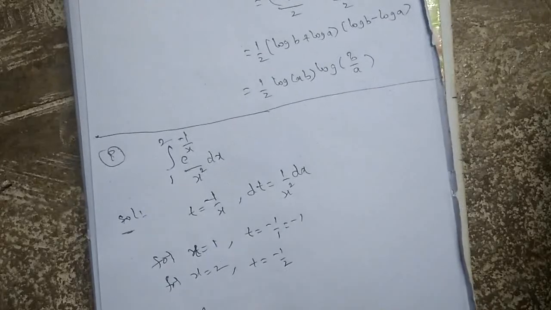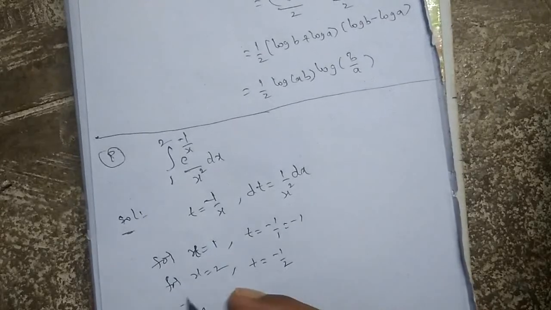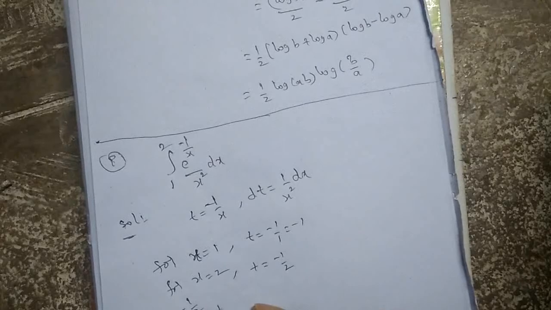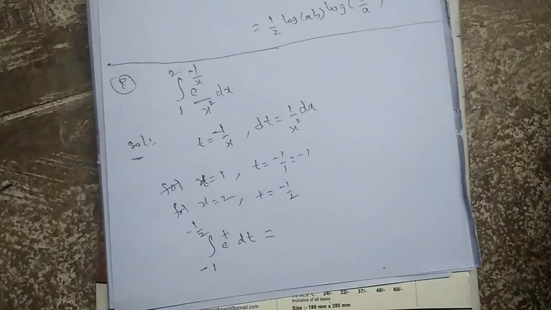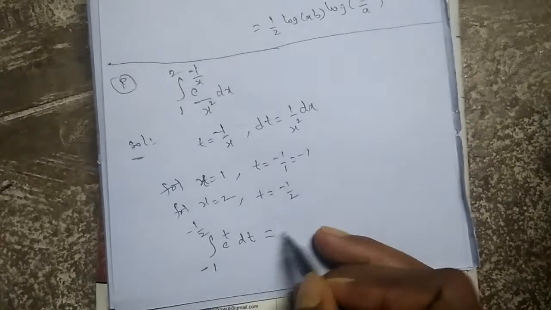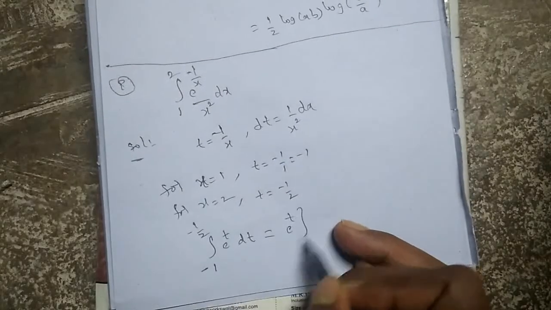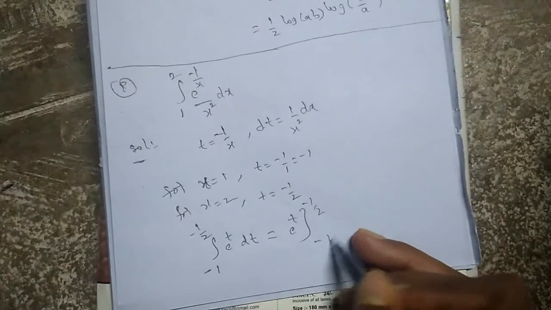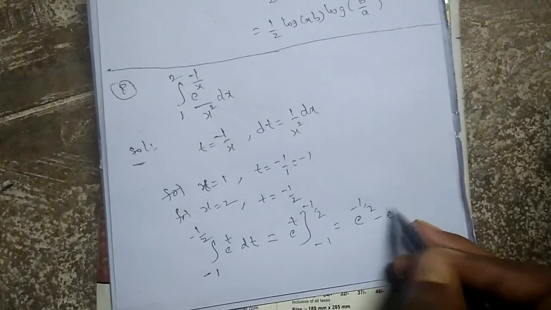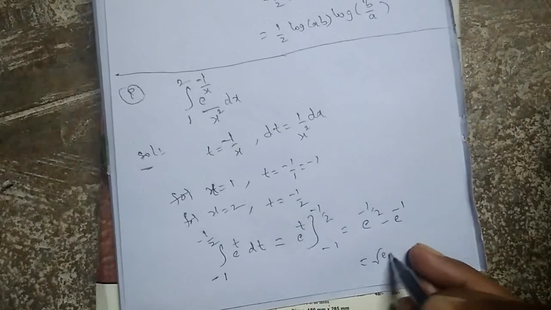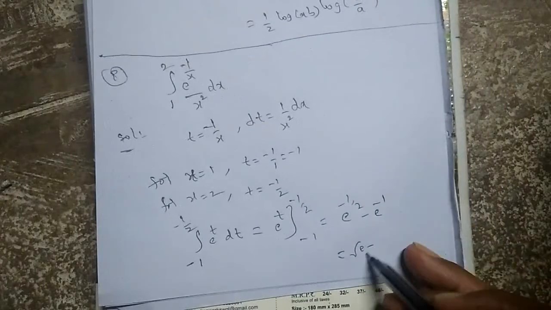Now convert the integral. This is minus 1 to minus 1 by 2, e power t dt, that is equal to e power t. Limits are minus 1 to minus 1 by 2. Now substitute the limits. This is e power minus 1 by 2 minus e power minus 1, that is root e minus 1 by e.